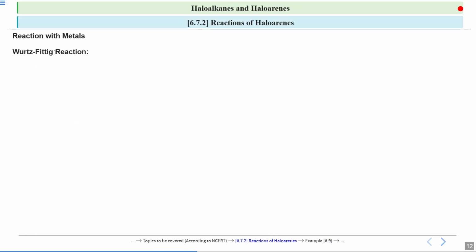Reactions with the metals. So there are some reactions of the haloarenes specifically with metals, in which the first is the Wurtz-Fittig reaction. Here a mixture of an alkyl halide, that means RX, and an aryl halide, that means a benzene ring attached to X, reacts with sodium metal in presence of dry ether to give an alkyl arene. This reaction is named the Wurtz-Fittig reaction.